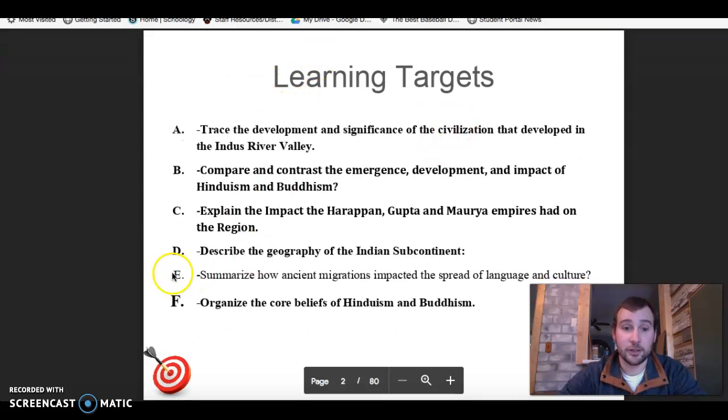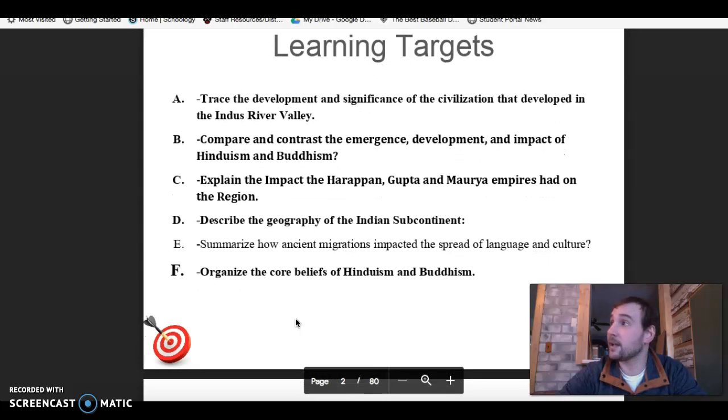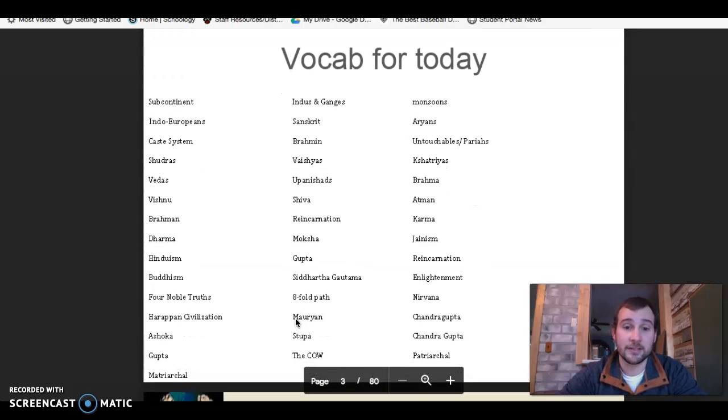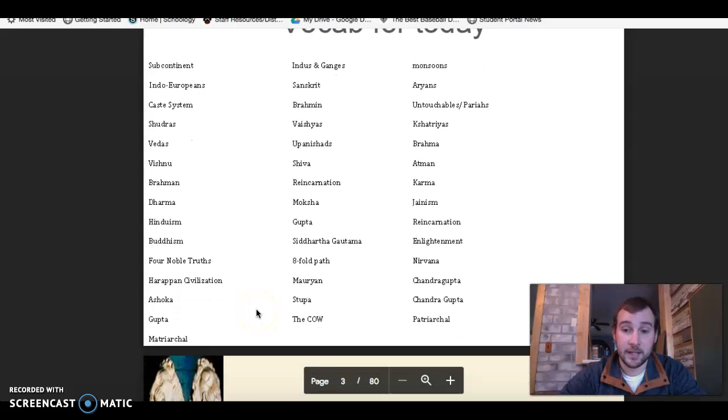So we have all these different learning targets here today. Today mainly is going to be talking about letter F. We're going to be looking at the core beliefs of Hinduism today, and we're going to keep setting the stage a little bit here. So obviously a bunch of vocab. We've been going through this stuff in our book, covering a lot of the main stuff. But as you can see, a lot of stuff to get through here.